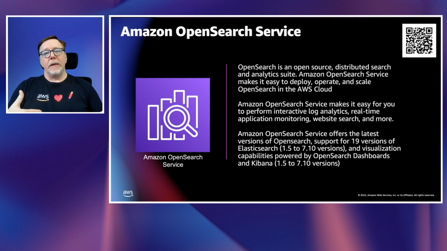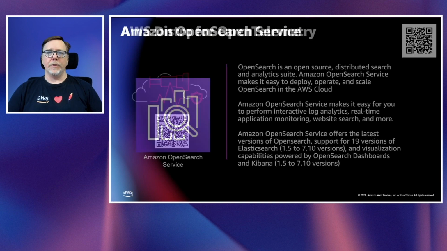Amazon OpenSearch Service is a managed service that enables you to deploy, scale, and operate OpenSearch within the AWS cloud. It supports OpenSearch versions 1.0 and 1.1 as of today, as well as legacy Elasticsearch versions from 1.5 to 7.10, with visualization capabilities provided by OpenSearch dashboards and Kibana for the 1.5 to 7.10 versions.